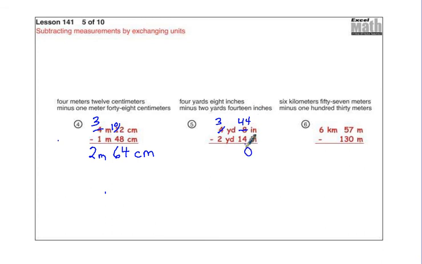4 minus 4 is 0. 4 minus 1 is 3. That's 30 inches. 3 minus 2 is 1. 1 yard and 30 inches.